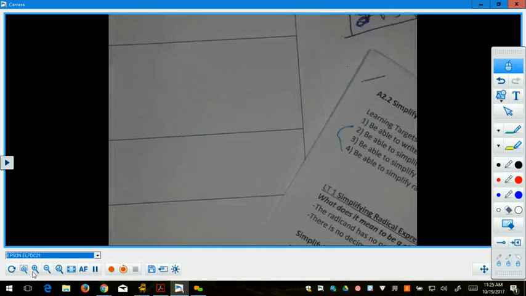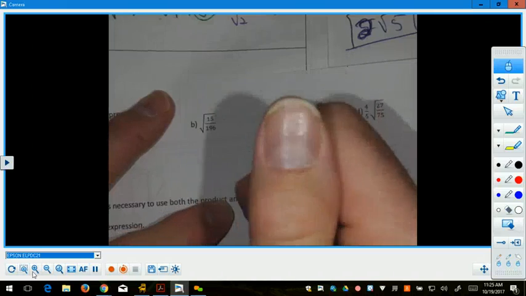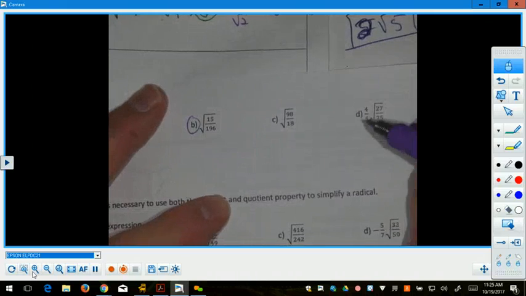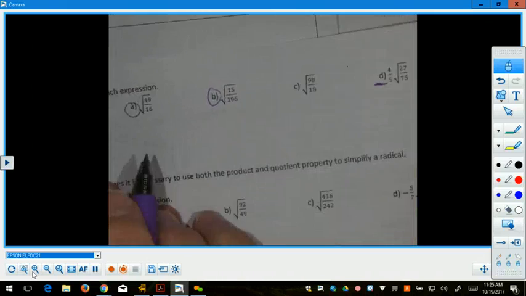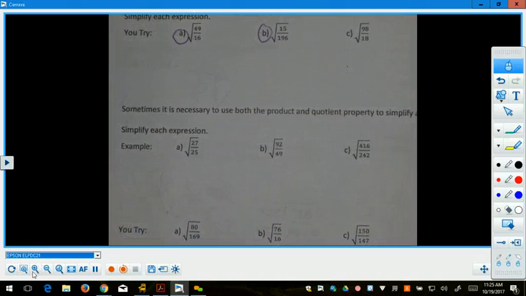So in our note sheet, that's what we're looking at. I'd like you to try letters A and B, and we'll do D together. But try A and B first. They shouldn't be too difficult. If they're perfect squares, or if the denominator is a perfect square, separate them.